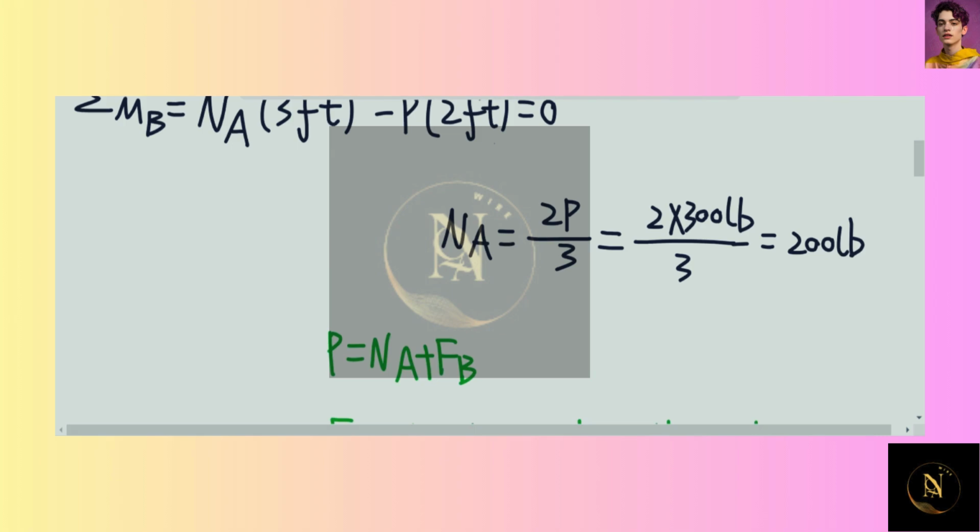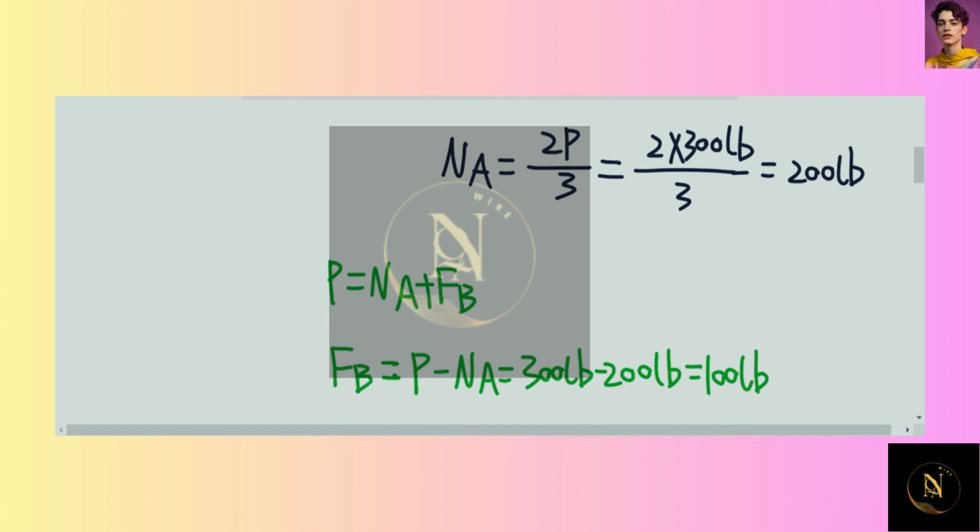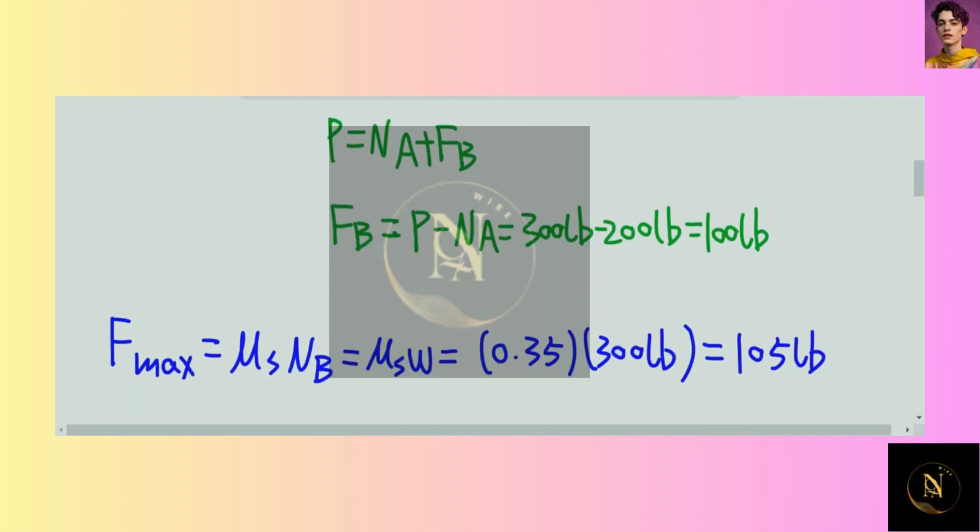We also know that force P is equal to NA plus FB. Therefore, FB is equal to P minus NA, which is equal to 100 pound. In order to prove that the normal force at point A is 200 pound, we need to make sure that the friction at point B is less than the maximum friction. The maximum friction at point B is equal to the coefficient of static friction times NB, which is also equal to mu S times W, since W is equal to NB. If we plug in values, we have 0.35 times 300 pound, which is equal to 105 pound.